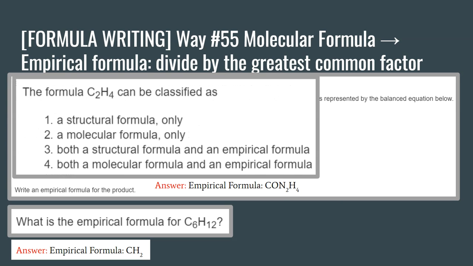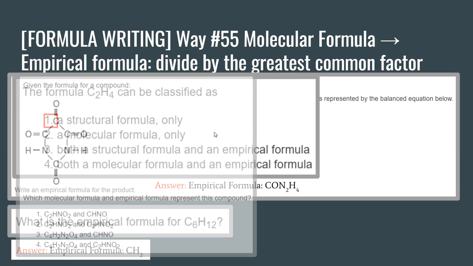The formula C2H4 can be classified as... Because the proportion of C to H is 2 to 4, and it can be reduced to 1 to 2, it couldn't be an empirical formula. Therefore, the only answer that makes sense is choice 1.